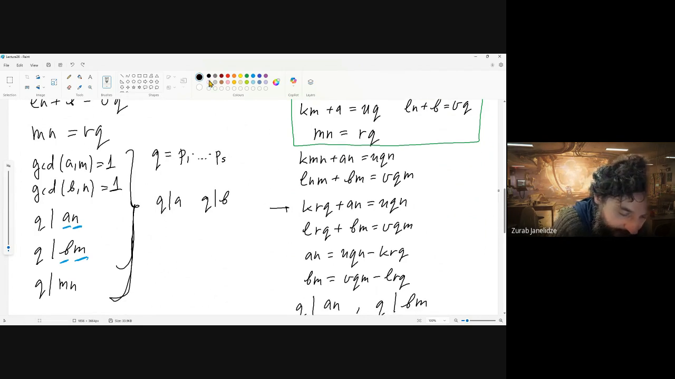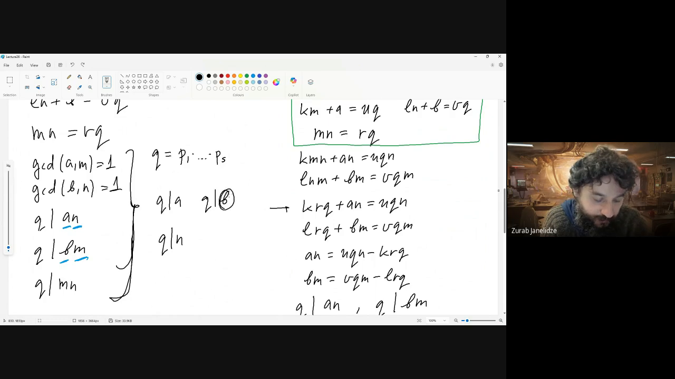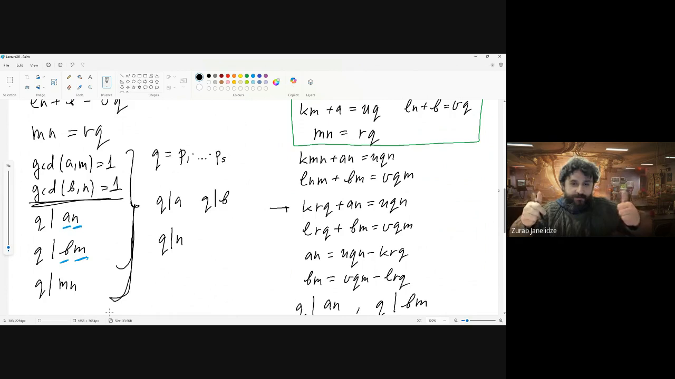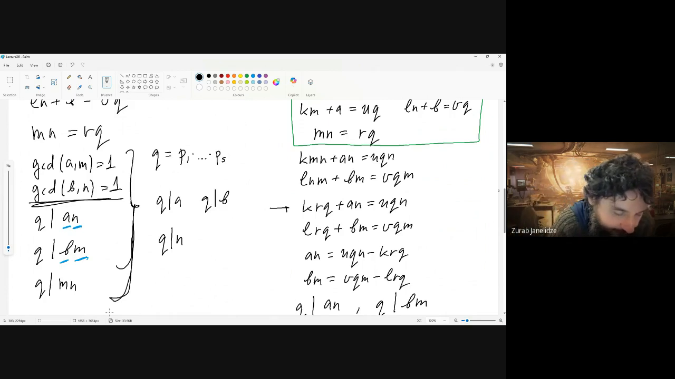Okay, so let's think about this again. So Q divides A, it divides B as well, right? So it means that all the prime factors of Q are also in A, right? But if they're in A, they can't be in M because A and M have GCD 1. So the fact that Q divides M times N must be at the expense of Q dividing N, right? But then we have the prime factors of Q being shared by B and N as well, which can't happen because GCD of B and N is 1. I think we did it, right?